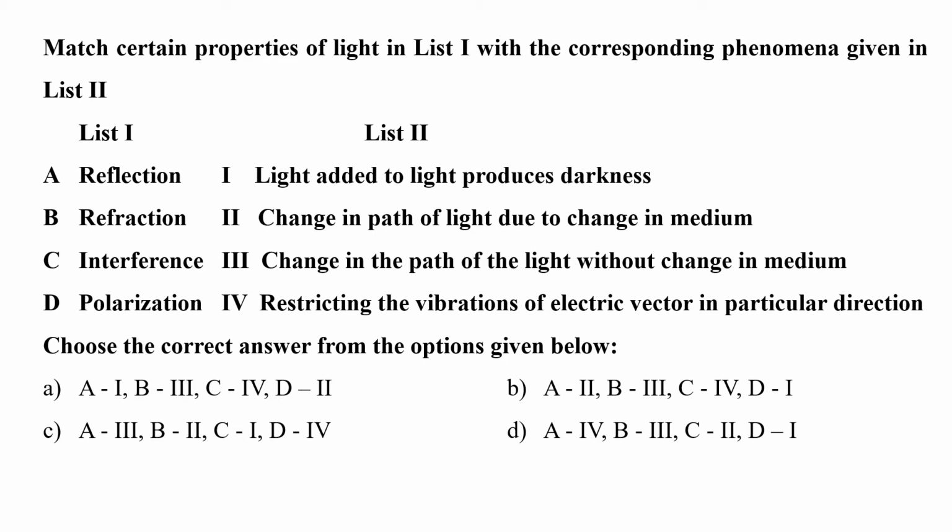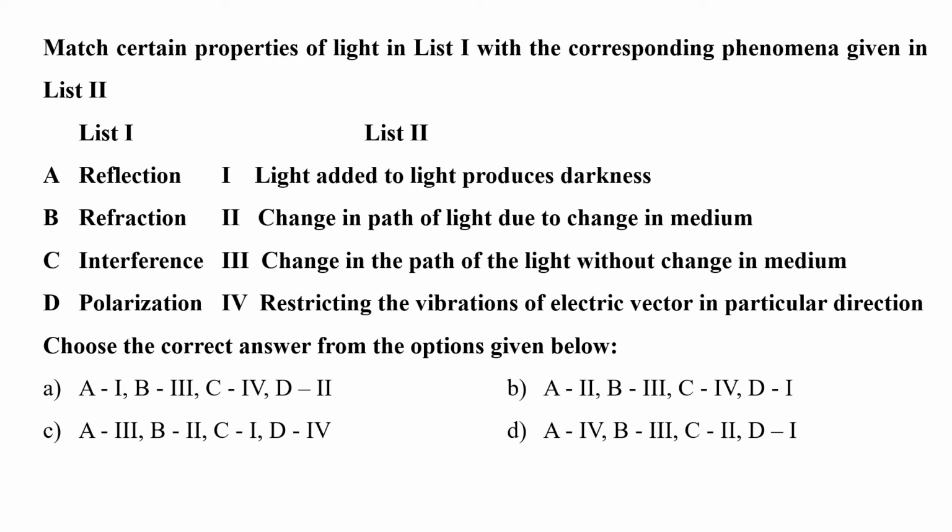Interference is the phenomenon in which two waves superimpose to form a resultant wave, and this resultant wave could have lower, higher, or the same amplitude. Such as in destructive interference, light waves of opposite phases and equal amplitude may meet and cancel each other out, hence they can produce darkness. And finally, the phenomenon of restricting the vibrations of light to a particular direction, which is perpendicular to the direction of wave motion, is known as polarization.